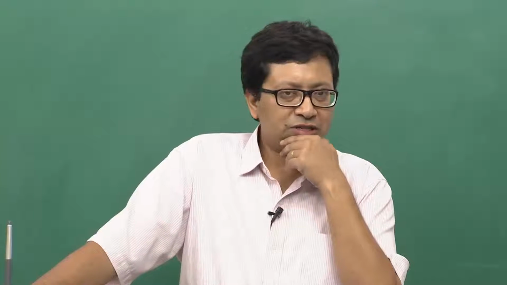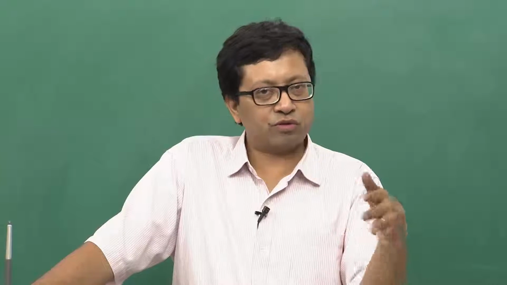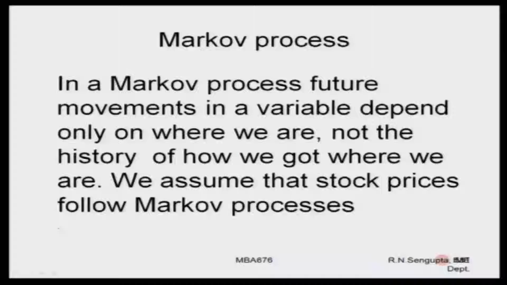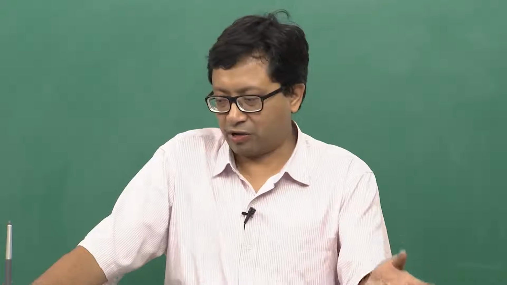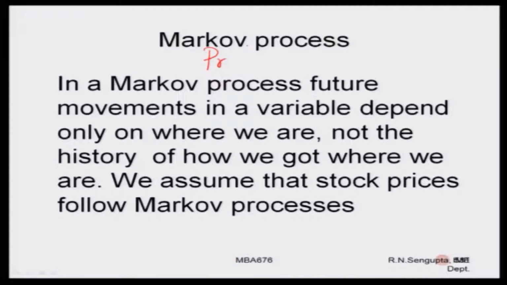In case we are considering that today's and tomorrow's prices have all the effect on the day after tomorrow, then it will be a two step process or second order, and so on. So, in a Markov process, movements in a variable depend only on where we are, not the history of how we have reached there. Our main concern is what we are now, and based on that we try to predict. If you consider probability theory very simply, it would mean that the probability of x t, that is of today, would depend on x t minus 1. So, this is of first order.